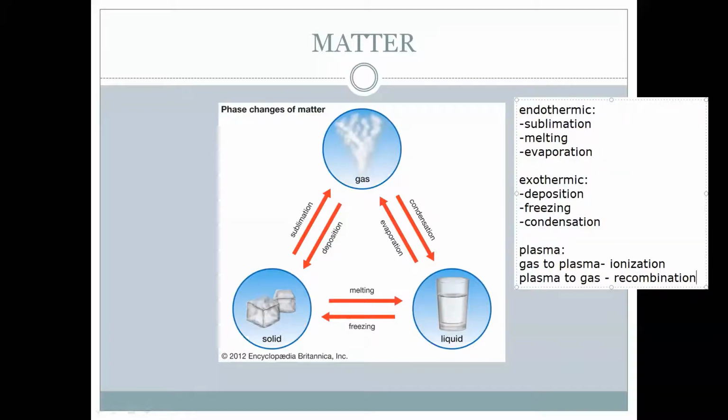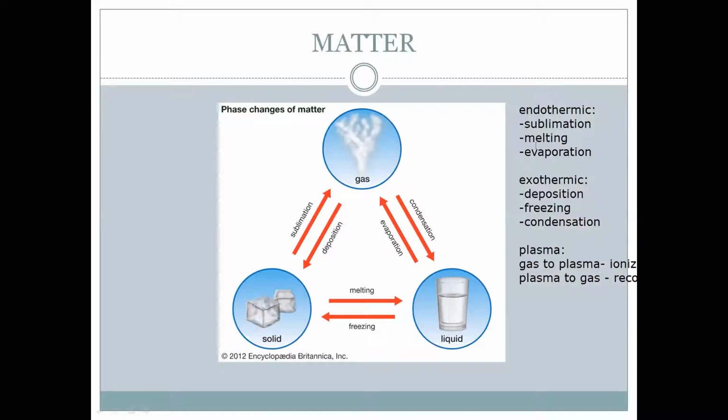Okay, clear ba sa lahat yan? Pag ionization, humihiwalay yung electrons sa atom. Pag recombination, bumabalik yung electron sa atom. Tama ba? Okay. So, that is the phase changes of matter.